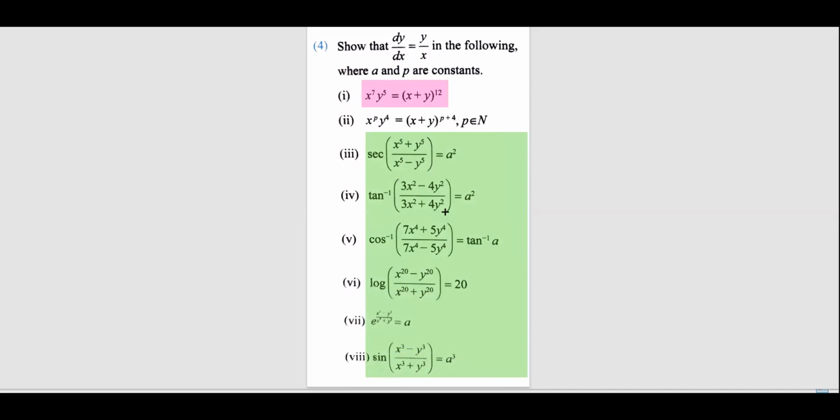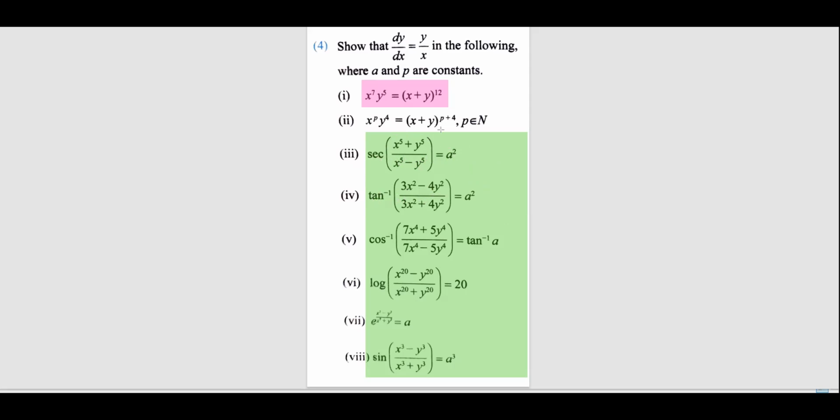Third, fourth, fifth, sixth, seventh, eighth, ninth, all. Now see, look at the third question. It is a sec function on the left hand side, and then on the right hand side I have got equals to a square. What is a square? A square is a constant. Then in the next one it is a tan inverse function.